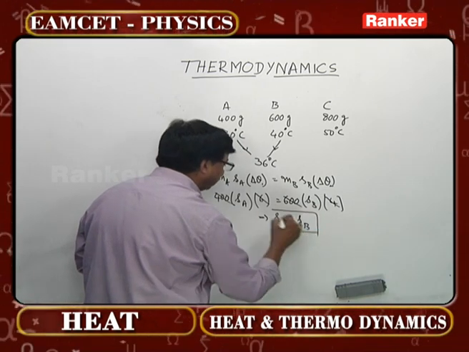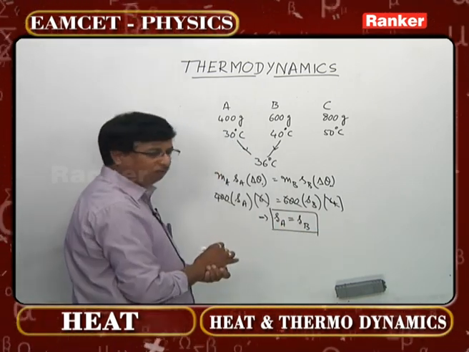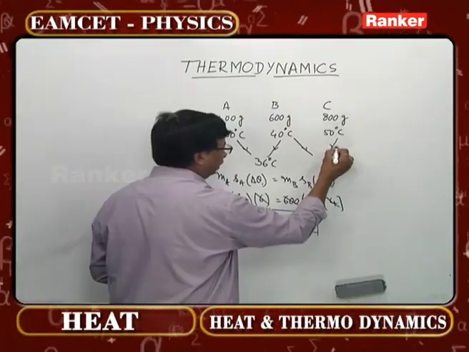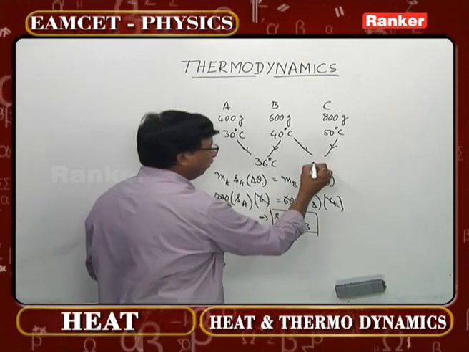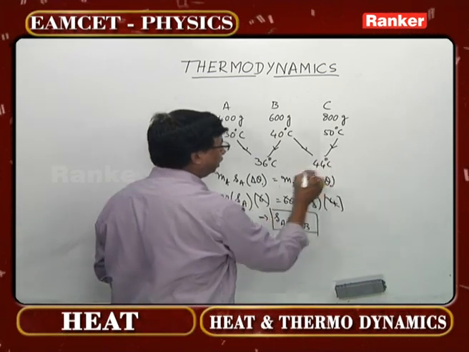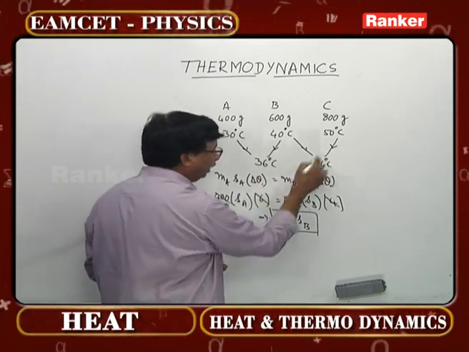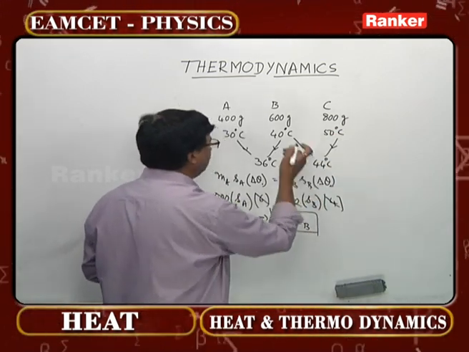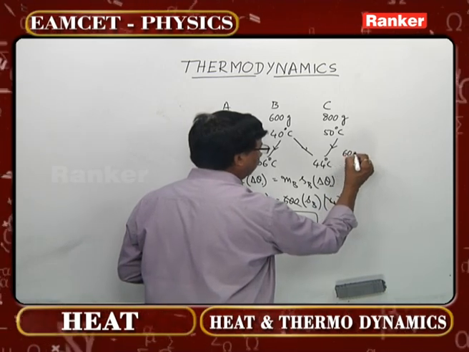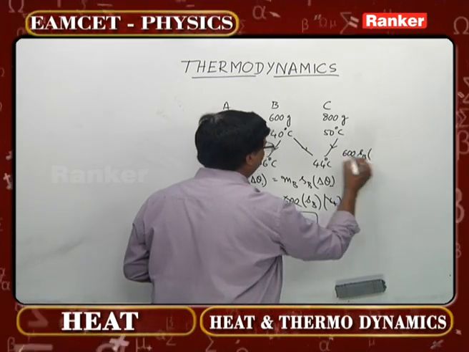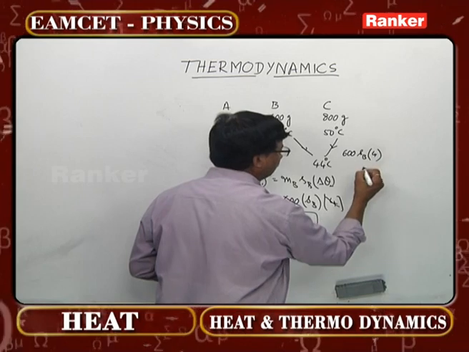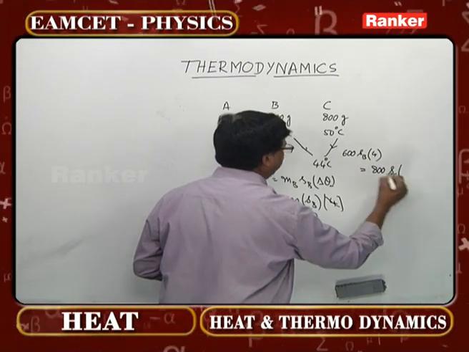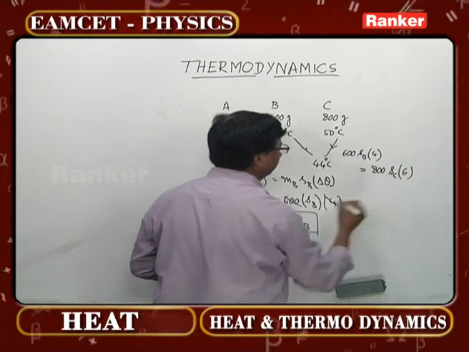That means the first one and the second one have got the same value of specific heats. Now when B and C are mixed, what is the value he has given you? 44 degrees is the resultant temperature. That means this is gaining, this is losing. How to write the corresponding equation now, please? You can take 600 into SB into the rise in temperature, which is 4. That is equal to 800 into SC into the loss in temperature, which will be 6.